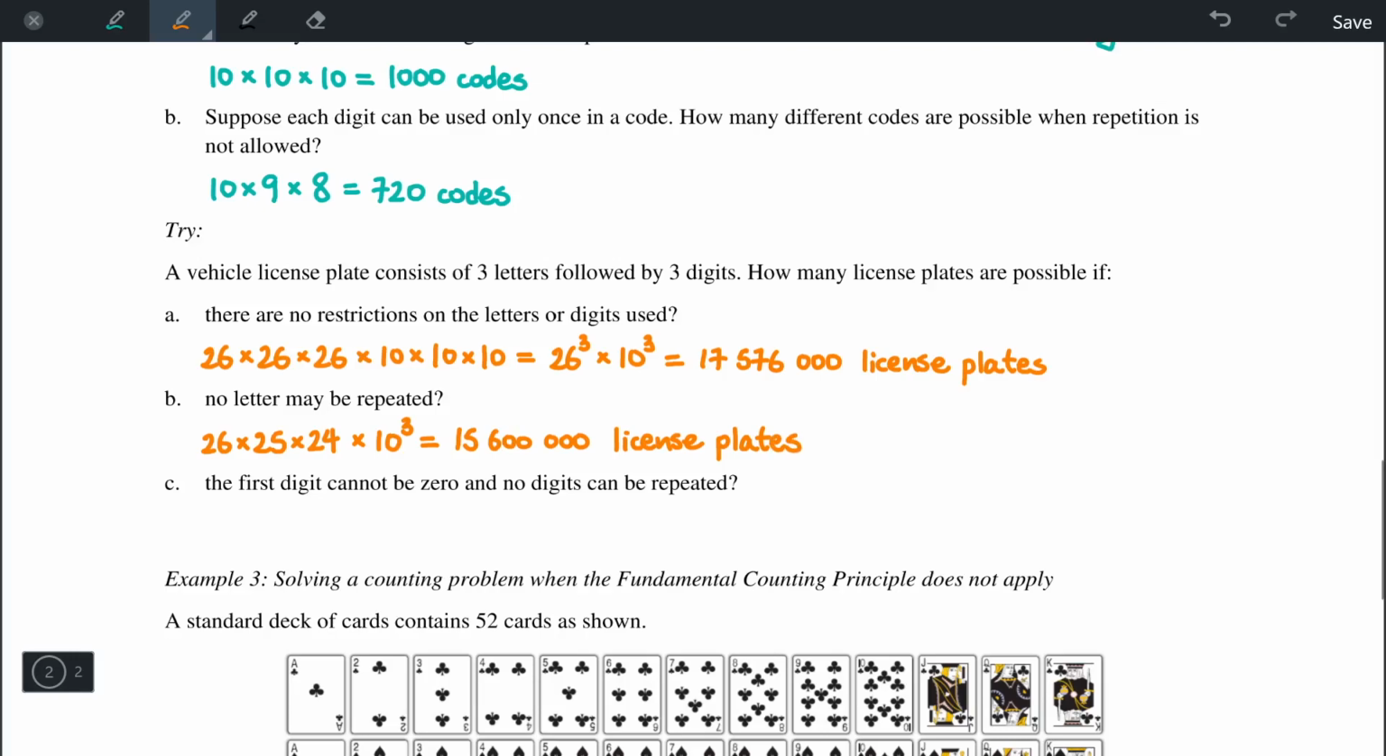Right, now the third example, this one's a little bit different. It's more challenging. The first digit cannot be 0 and no digits can be repeated. So in this case, it doesn't say anything about the letters, so we're going to assume that there are no restrictions on the letters. So this will be 26 to the third power. And then, now the first digit cannot be 0. So there are 9 non-zero digits.